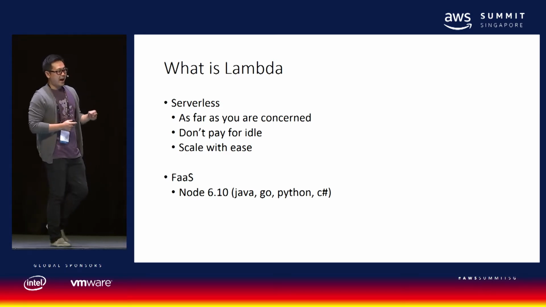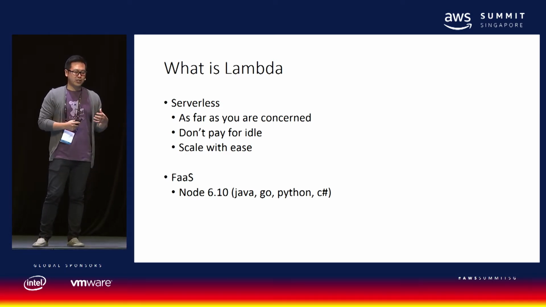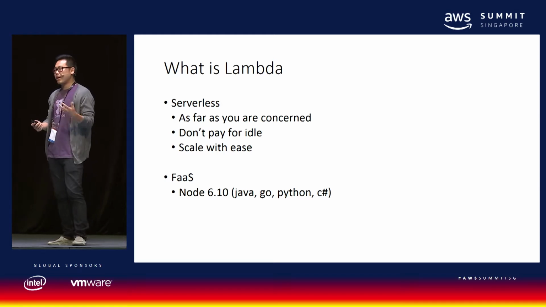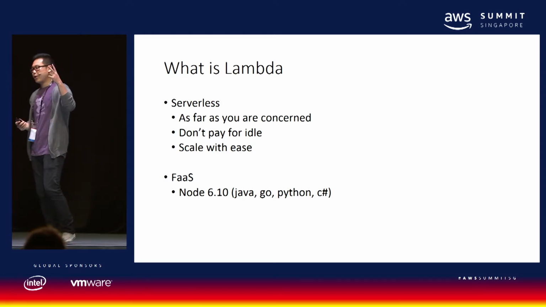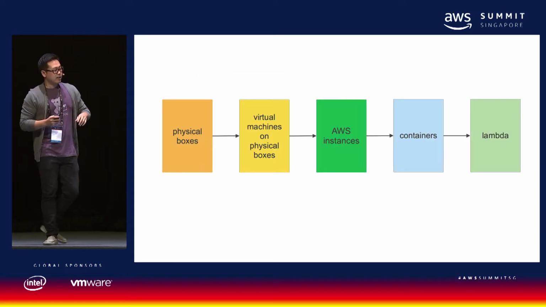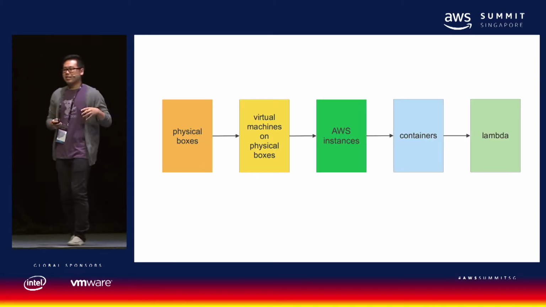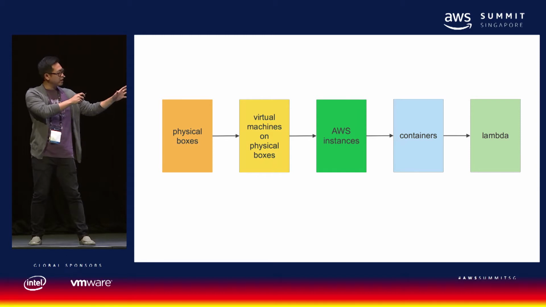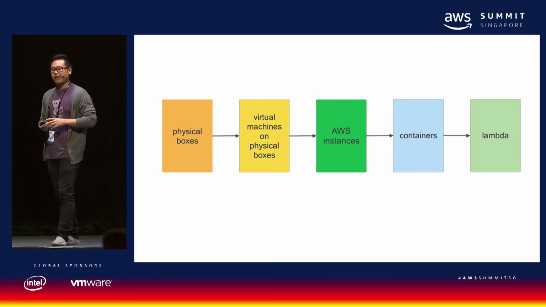So what is Lambda actually? Lambda itself is a function as a service. With that, you can write these functions with Node, Java, Go, Python, C#, all of those. I'd like to show this chart right here because it shows where we were, and it takes us all the way to where we are now.